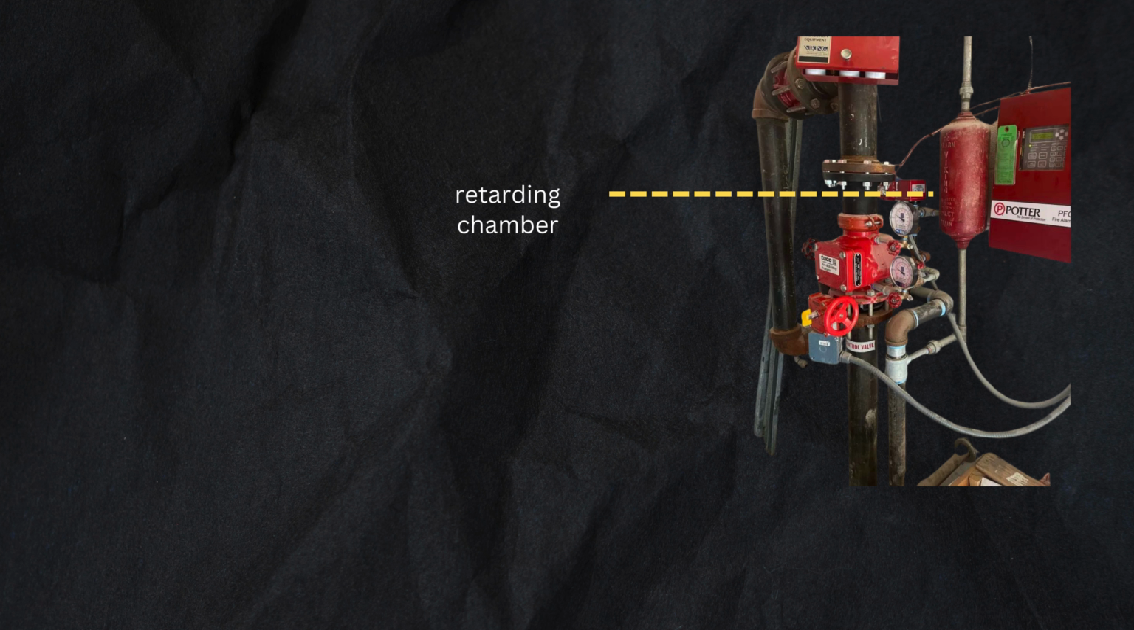The retarding chamber is a simple reservoir that collects the excess water from the surge. If the surge does not exceed the capacity of the reservoir, once the surge stops, the water will drain from the retarding chamber and no water flow alarm is transmitted.